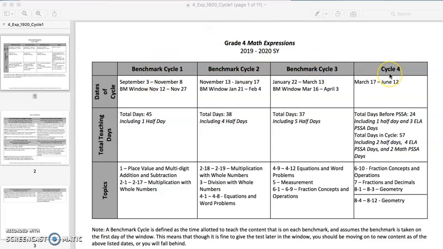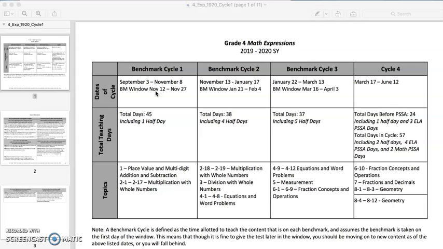These dates, these benchmark cycles, have followed the same structure for the past 3 years, but we still get a lot of questions about them. When you look at them, you'll see benchmark cycle 1, September 3rd through November 8th. Those dates don't match the dates of, say, the terms or report cards. Those dates are selected because Friday, November 8th is the last day of instruction before Monday, November 12th, when the benchmark window opens. For us, it's really important that you have adequate time to teach everything before the benchmark.